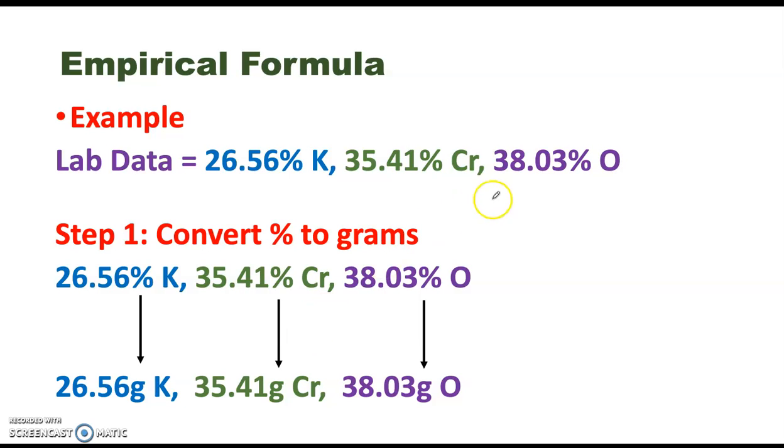So if I had a 100 gram sample of this compound, if potassium makes up 26.56% in a 100 gram sample, that would equate to 26.56 grams of potassium. Same thing, just converting the percents to grams. Nothing special there. Again, if you're given grams, just skip this step.